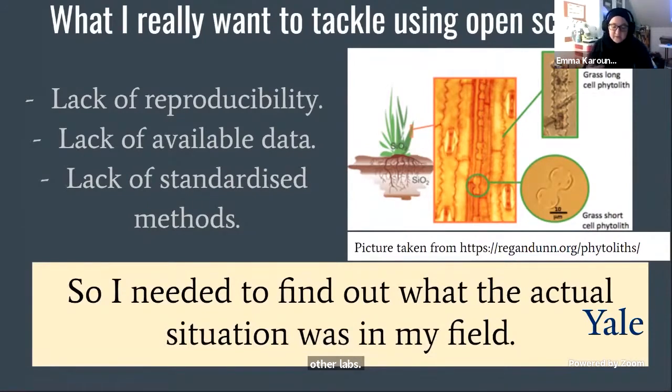So to start to address these three issues, I decided to find out what the situation was like in phytolith research by assessing open science practices in published articles. And this would give me some data to present to other researchers to start to influence this change that I want to happen.